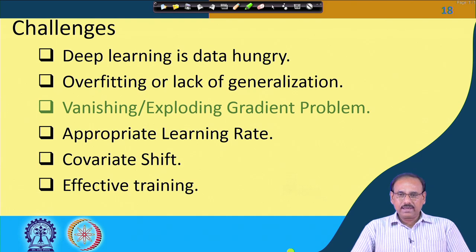And why you take the gradient is that, using the gradient descent approach, you try to minimize the output error with respect to the different parameters, and while doing so, you update the parameters in such a way that the output error is reduced.